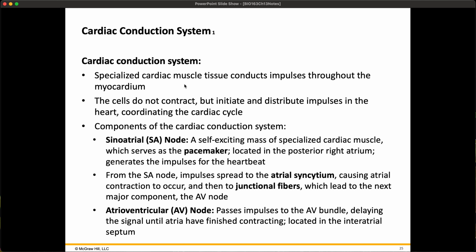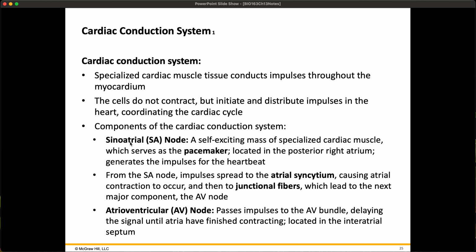Specialized cardiac muscle conducts impulses throughout the myocardium. The cells don't contract, but they initiate and distribute impulses in the heart, coordinating the cardiac cycle. So these are special muscle cells that are embedded within the myocardium that are making sure that the contractile muscle cells are doing it at the right pacing and the right time. They're working that syncytially. So we call it the cardiac conduction system.